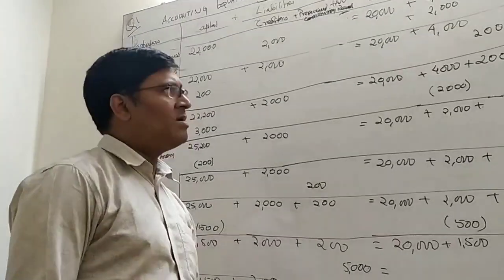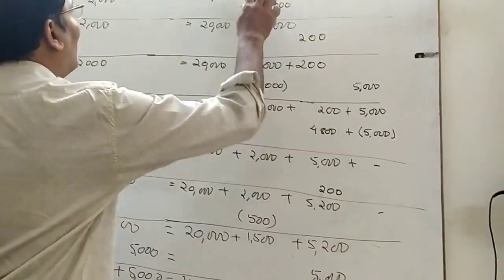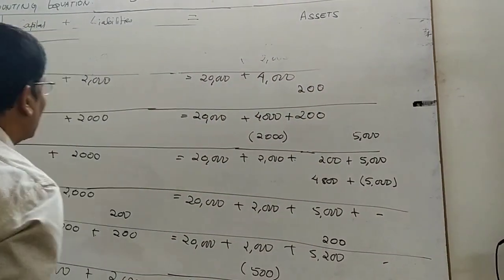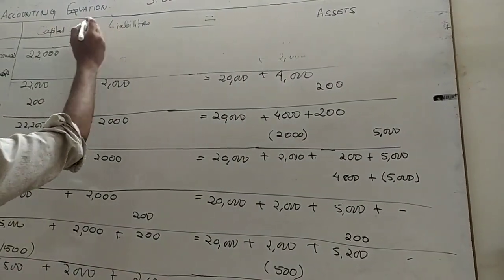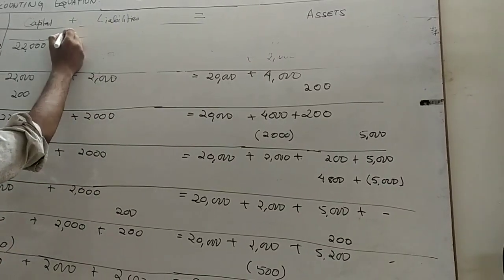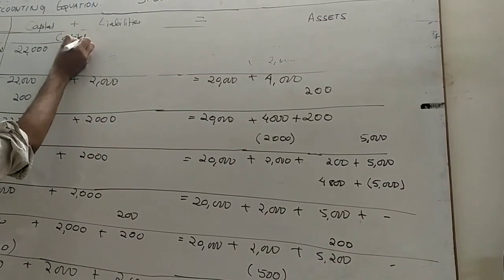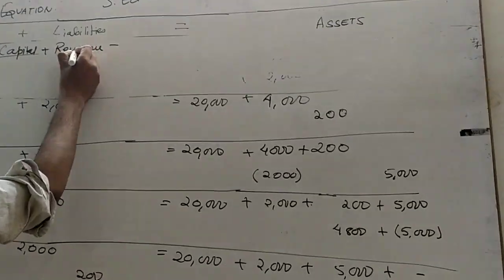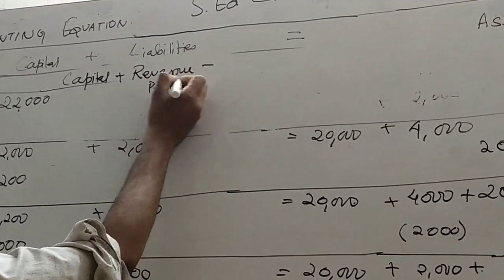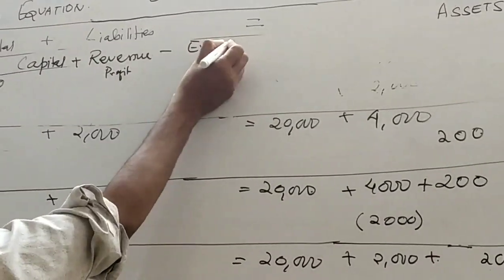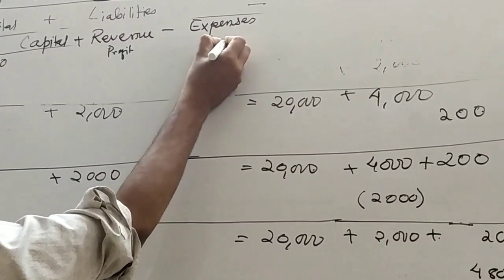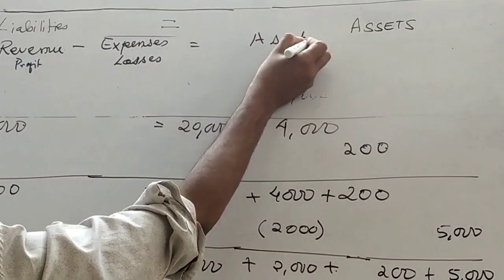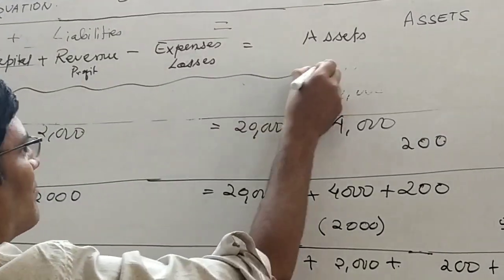Now one more thing, students, remember that formula which I have written at the very beginning. That formula again I am showing you, and that is capital plus liability is equal to asset. And one more time I am writing this: capital plus revenue, revenue includes your profit, minus expenses, expenses includes your losses, is equal to assets, all sorts of assets. And this is also the same accounting equation.